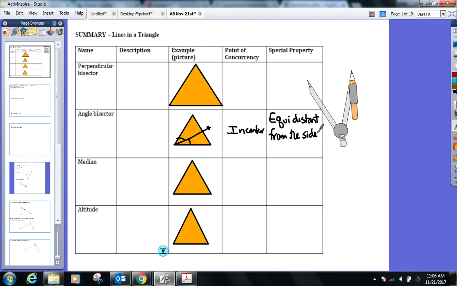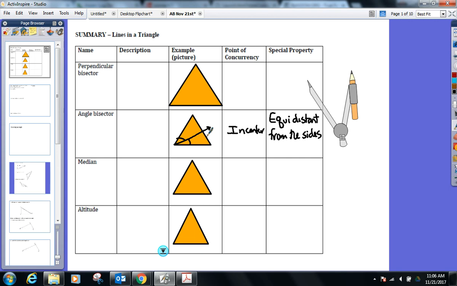And what do we have to know about that distance to the sides? It's got to be, anybody remember? Perpendicular to the side, right? It's got to be perpendicular. It's got to form from the in-center a right angle with the side. Okay, so equidistant from the sides.